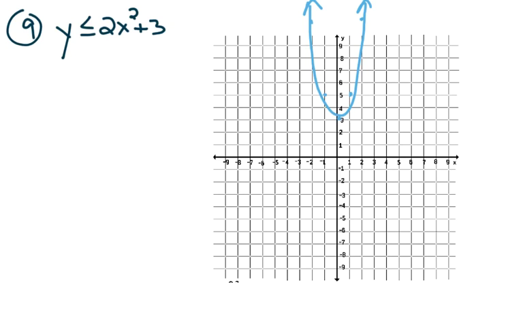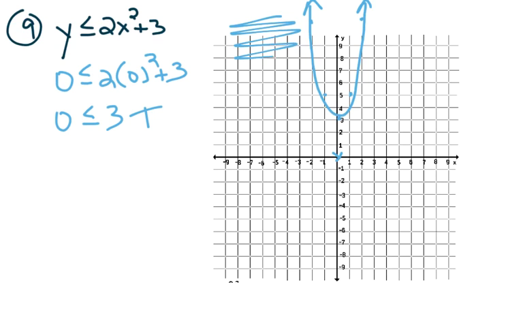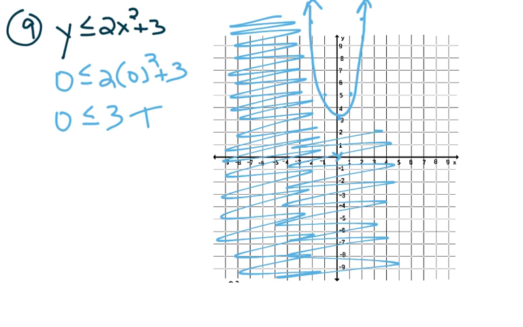And there are only 2 regions in which you could shade. You either shade inside the parabola or outside the parabola. If you're not sure where to shade, test an ordered pair like 0, 0. Is 0 less than or equal to 2 times 0 squared plus 3? 2 times 0 squared is 0, so you're left with 3 on the right-hand side. Is 0 less than or equal to 3? Yeah. And that means everything on the outside of the parabola should be shaded.